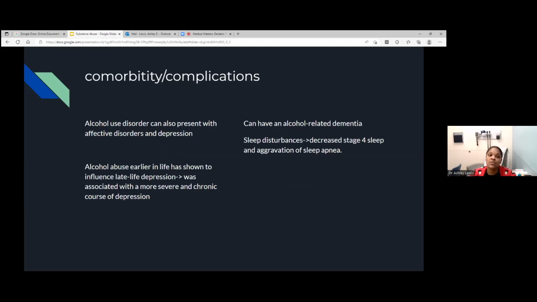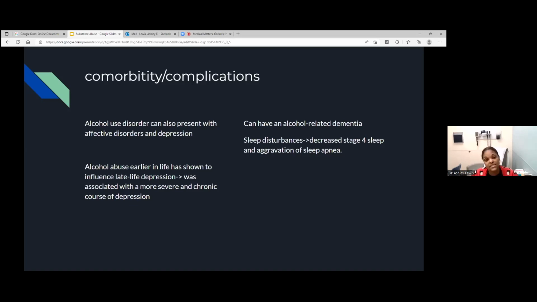Comorbidities and complications. So once again, substance use disorders can present with other psychiatric conditions. Alcohol use disorders can also present with affective disorders and depression. One thing to note: alcohol abuse earlier in life has been shown to influence late-life depression. A person who had exposure to alcohol abuse earlier in life had more severe late-life depression and a more chronic course of depression.